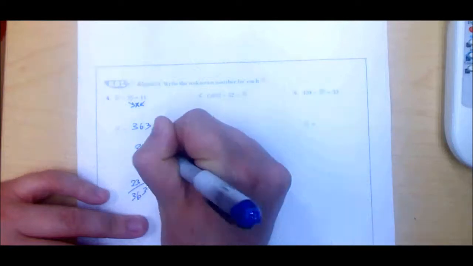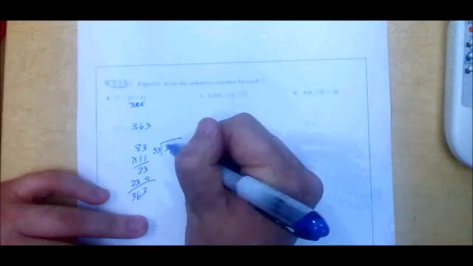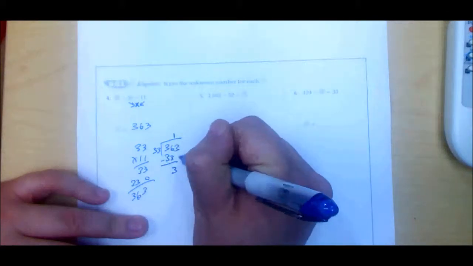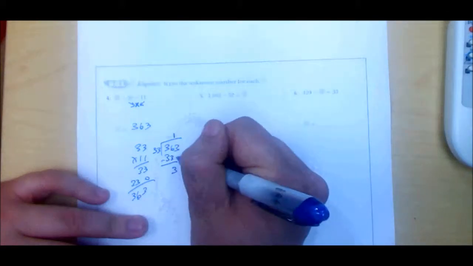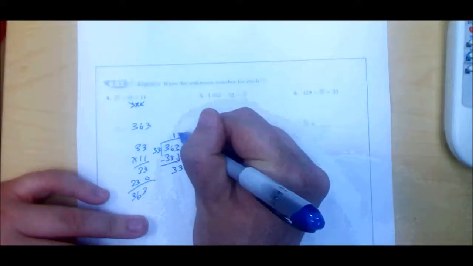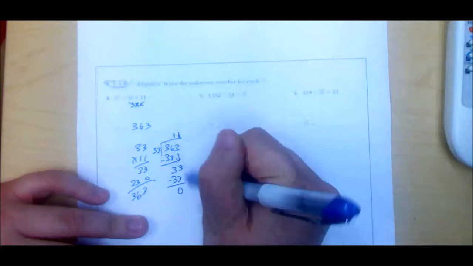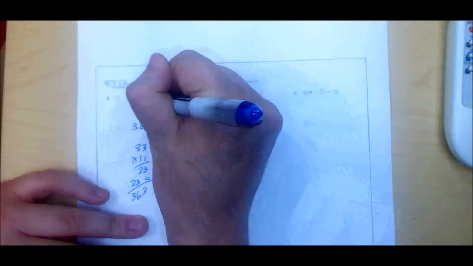363 divided by 33. 33 goes into 36 one time, and I get 3, and that checks out. It's less than 33. I bring down a 3, so 33 goes into 33 once. 1 times 33 is 33. I subtract, I get 0. There's nothing to bring down. My answer is 11, so that is the correct answer that goes in the blank.